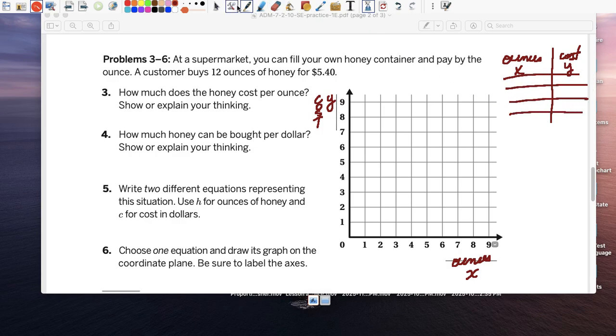So the only relationship that I have comes from this statement right here. If you go to the supermarket and say, hey, I'd like to buy 12 ounces of honey, you're going to pay $5.40.